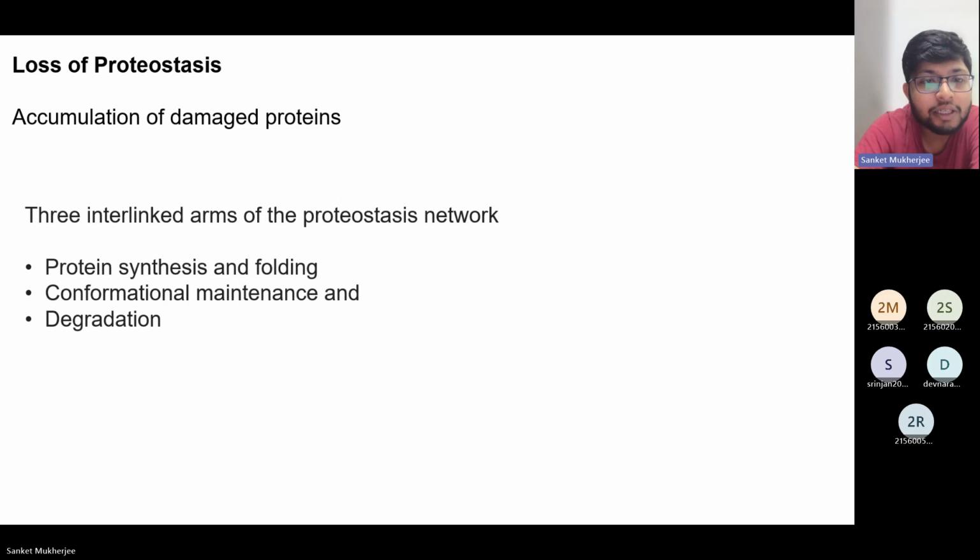And there are three interlinked arms of this proteostasis network, which involves initially the protein synthesis and folding. Then there is the conformational maintenance of the protein, whether the protein remains in its conformation, and then the degradation of the protein. So these three comprise the main proteostasis machinery. So we'll see how proteostasis is regulated.